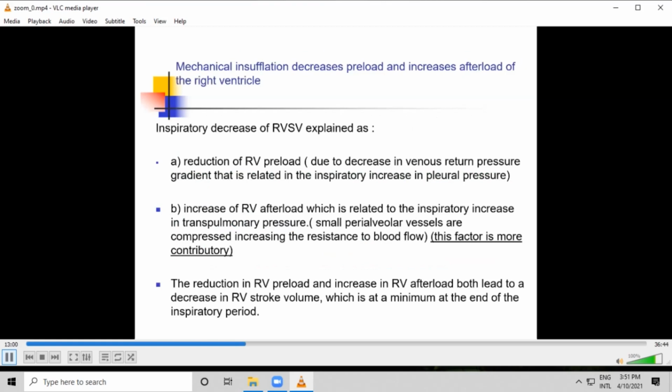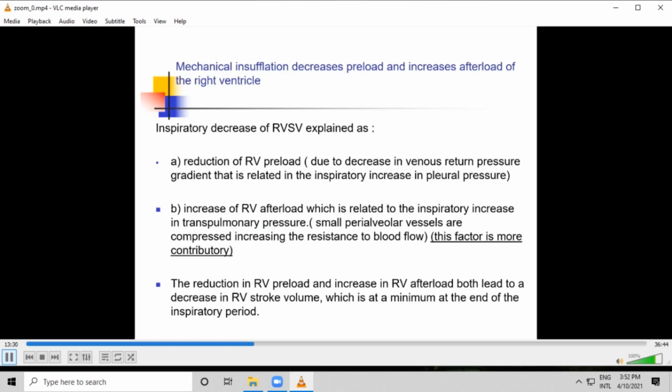Mechanical insufflation decreases the preload and increases the afterload of the right ventricle. How is it explained? A reduction of RV preload is primarily due to a decrease in the venous return pressure gradient that is related to the inspiratory increase in pleural pressure. Whenever there is an increase in intrapleural pressure, the venous return to the right side of the heart decreases due to the pressure gradient.